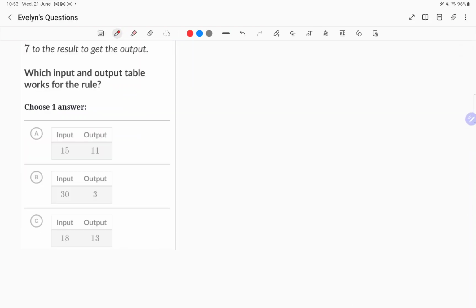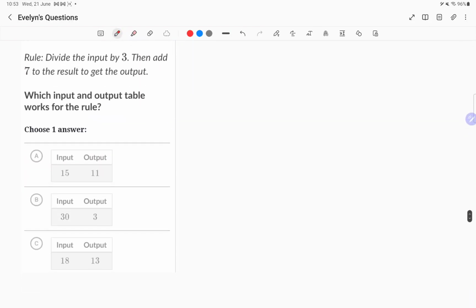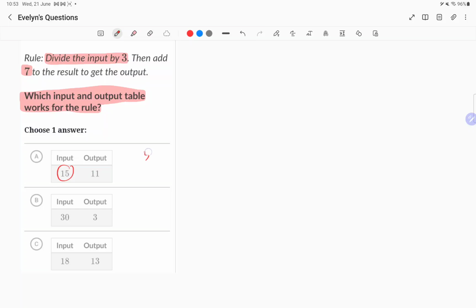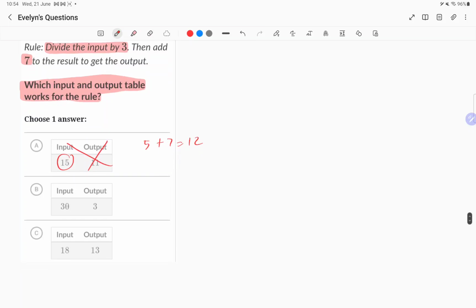Okay, how about this one here? We need to find which input and output table works for the rule. The rule is divide by 3, then add 7. Divide this one by 3 is 5, add 7 is 12. So that's wrong. That's not the right one.